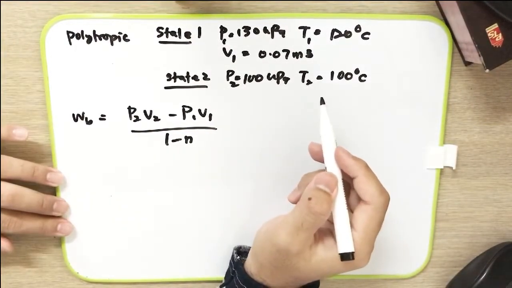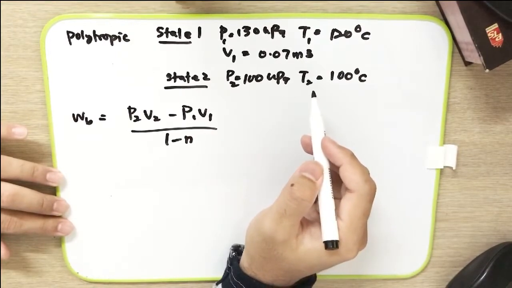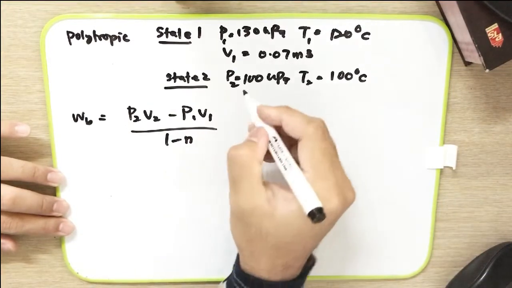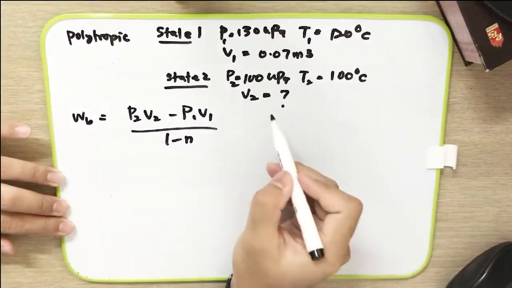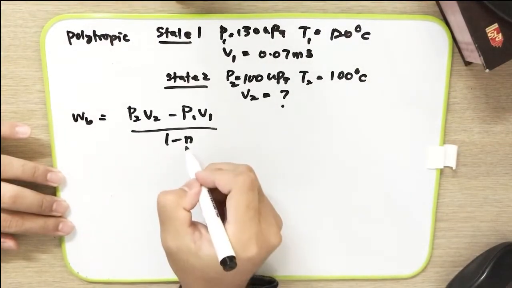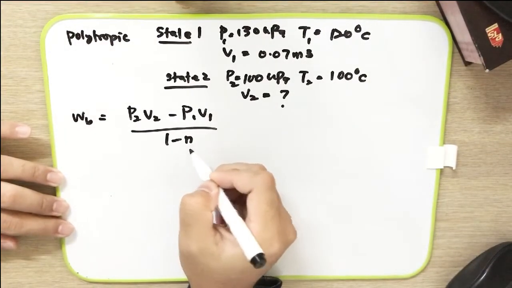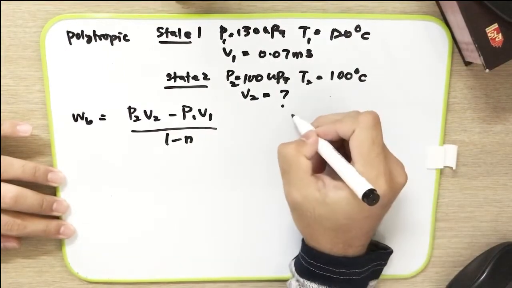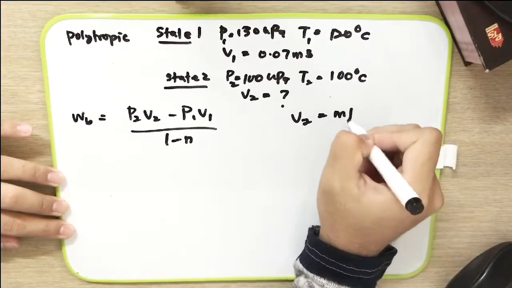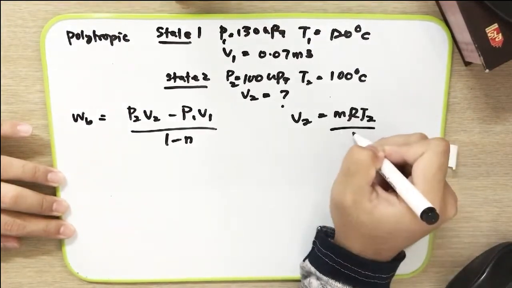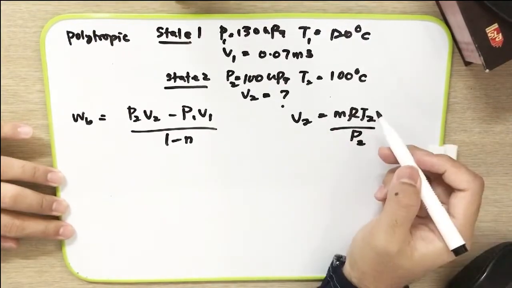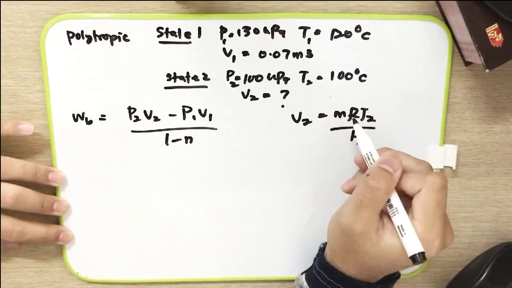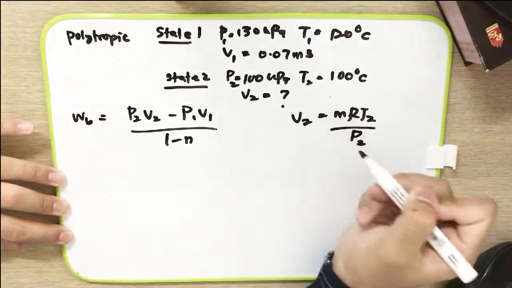If we look at the given information here, other than the polytropic index, which is not given, the V2 is also not given. So we need to find first the V2, then after that we have to find the n. First, how can we find the V2? By using the ideal gas equation, which is V2 is equal to mRT2 over P2. But for the entire system, we still don't know what the mass is. So we need to find the mass first before we can find the V2.